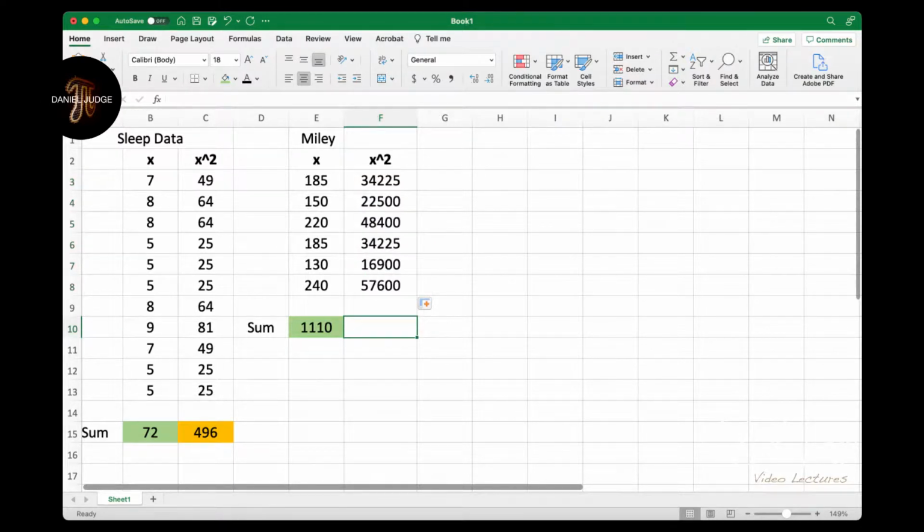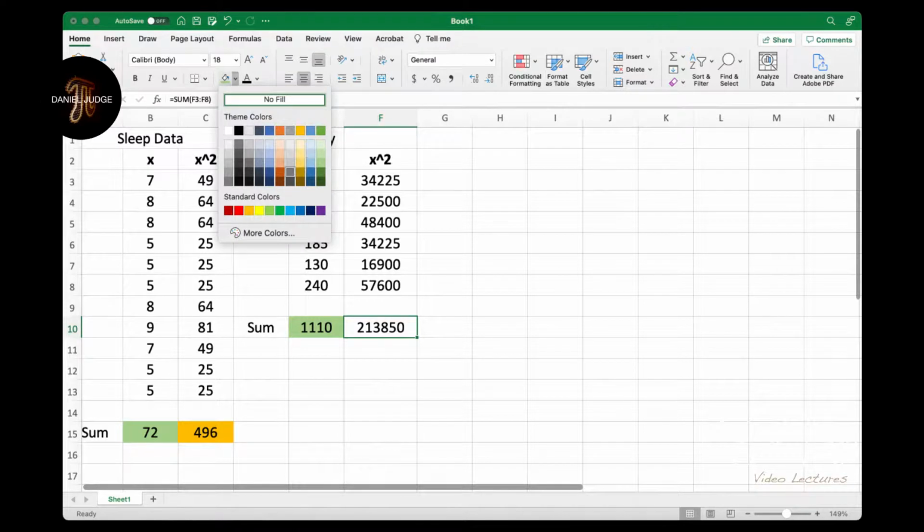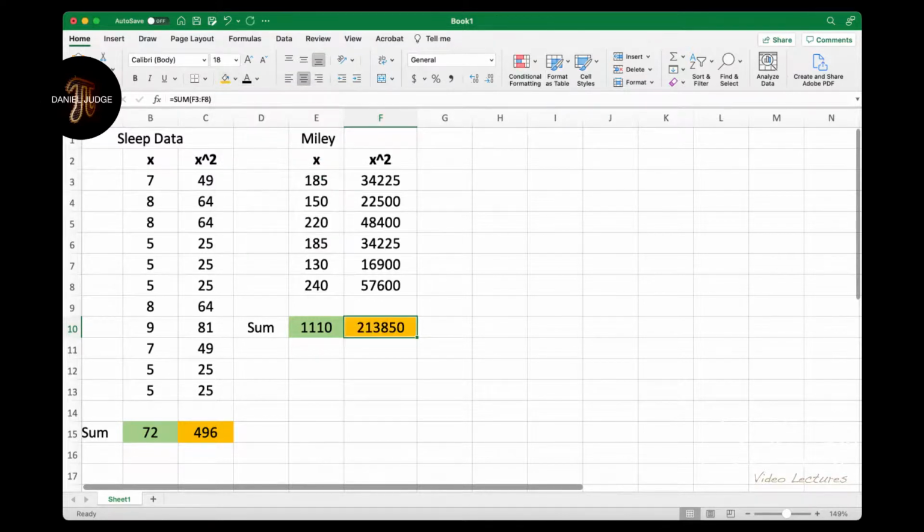Try that out in your calculators. Verify that these are the x squared values. Okay, so try that out. Now, add these particular values here. And you have obtained now in orange, the orange for today, sum x squared as well. And that's from Miley Cyrus.